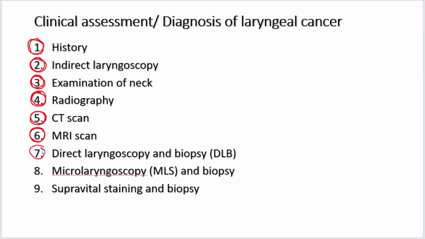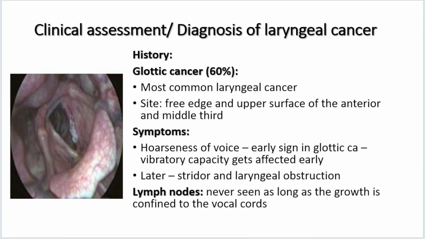Then for biopsy, we can either go with direct laryngoscopy and biopsy. Which cases do you want to go for microlaryngoscopy and biopsy? Which cases do you want to go for supravital staining and biopsy? So these are the three biopsies. These are the two scans, and this is the examination part. This is X-rays. Okay. Now coming to the history of the patient who is having glottic cancer.